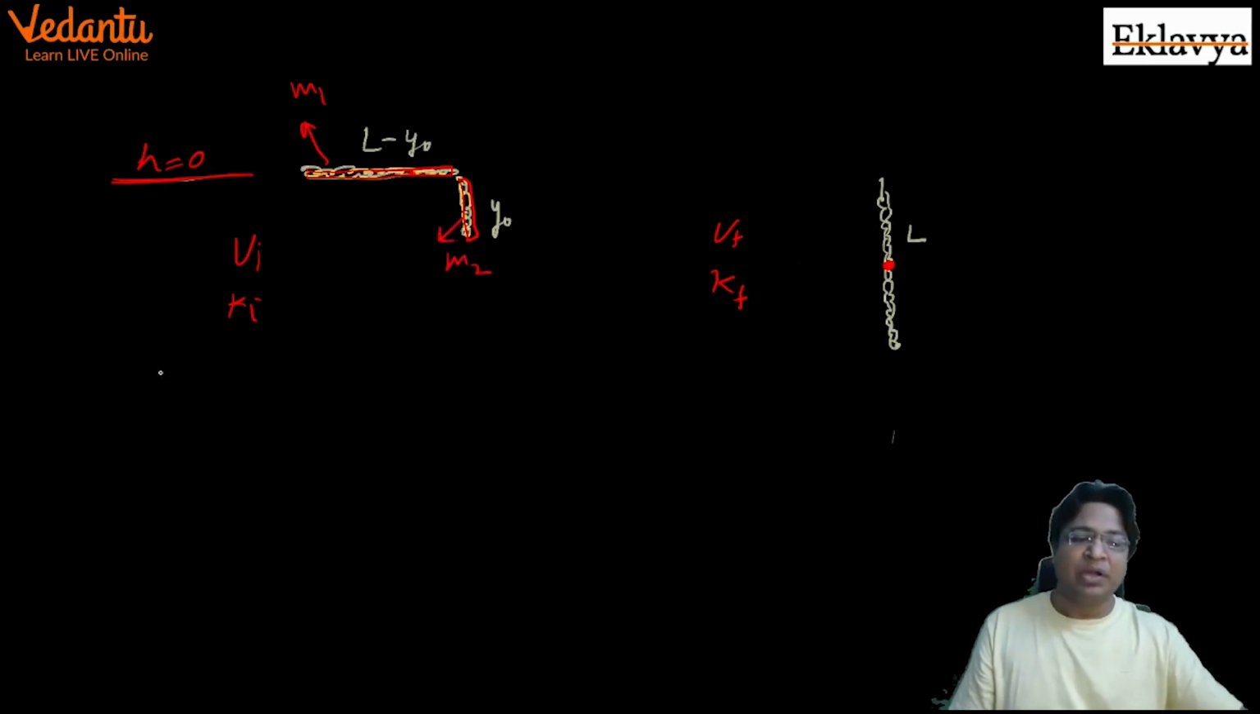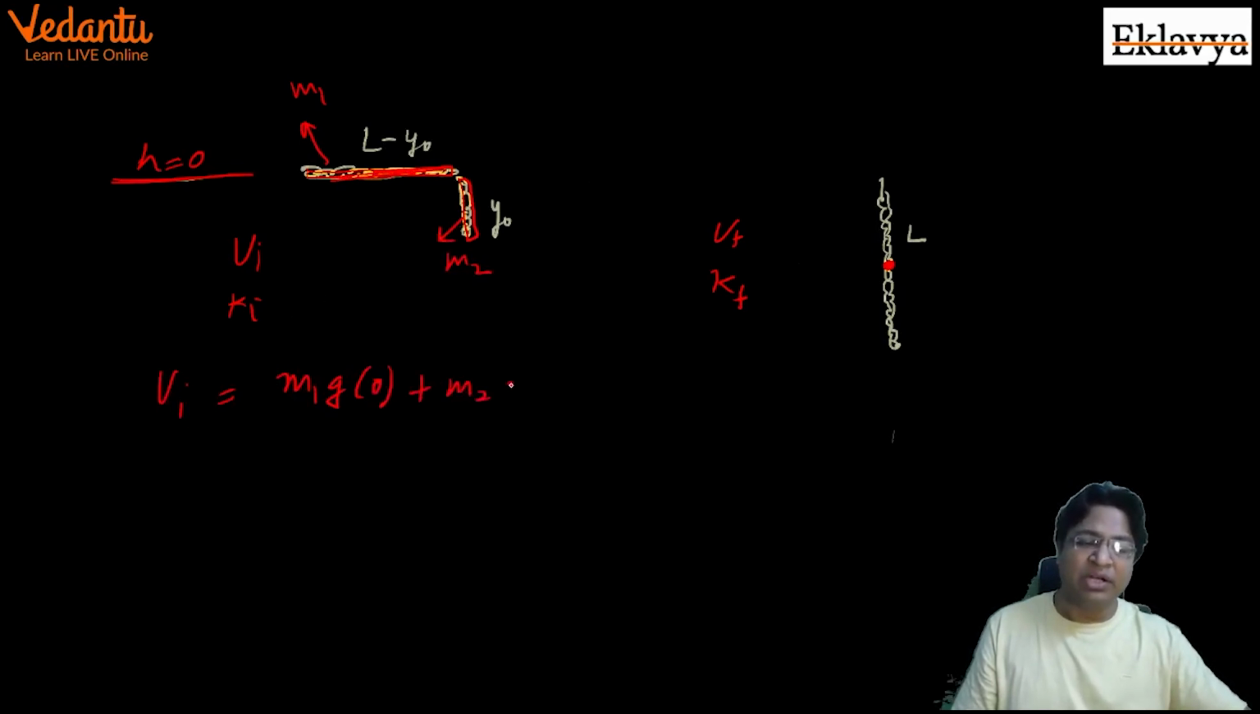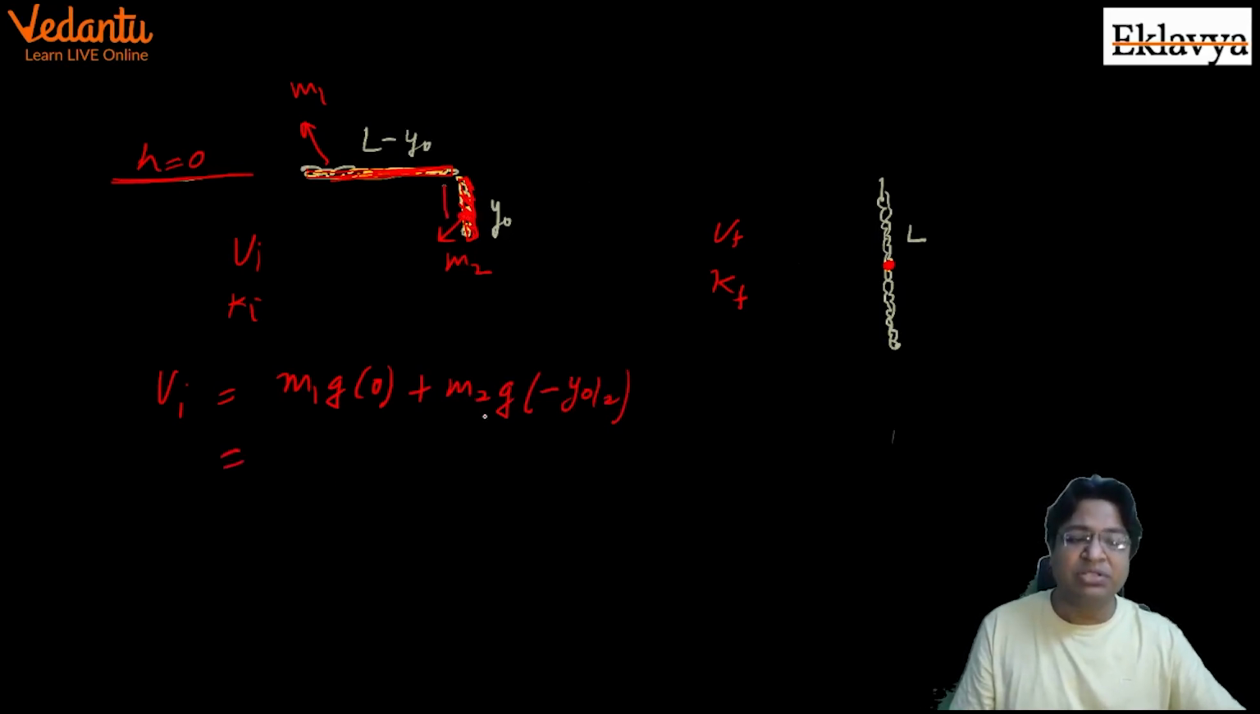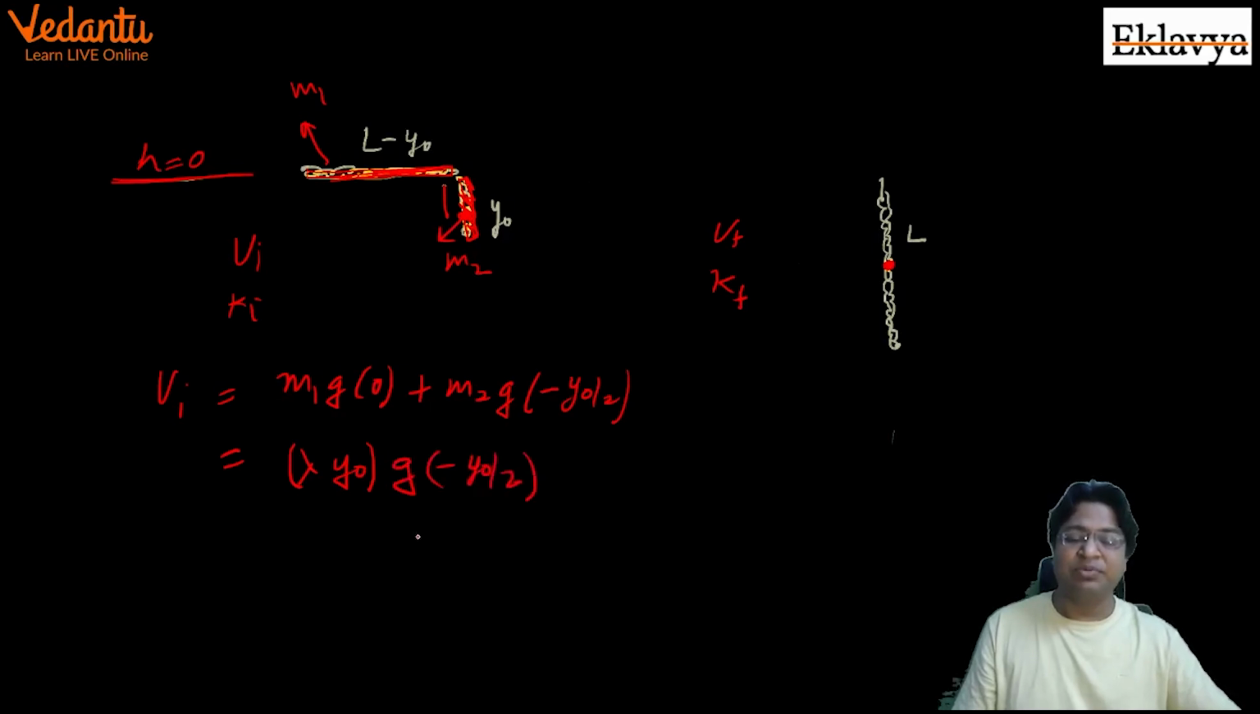All right, so while writing U initial, I will write m1 into g into 0. Notice that this entire object is present at 0 height. And for m2, I will write m2 into g into minus y naught by 2. Notice that the center of mass of this length is at the midpoint. So this height is y naught by 2. Now, how much is m2? So m2 can be written as mass per unit length into the length of the hanging part. So that is lambda y naught into g into minus y naught by 2. So this becomes U initial.